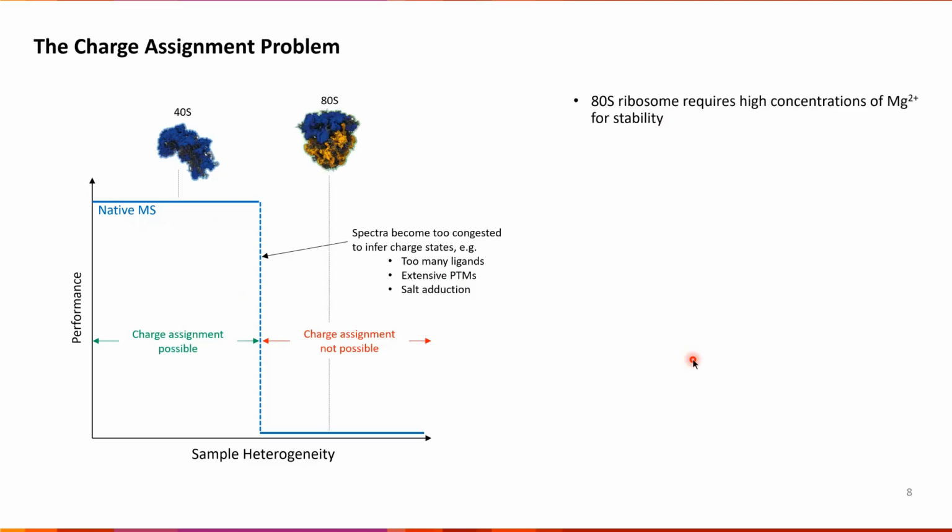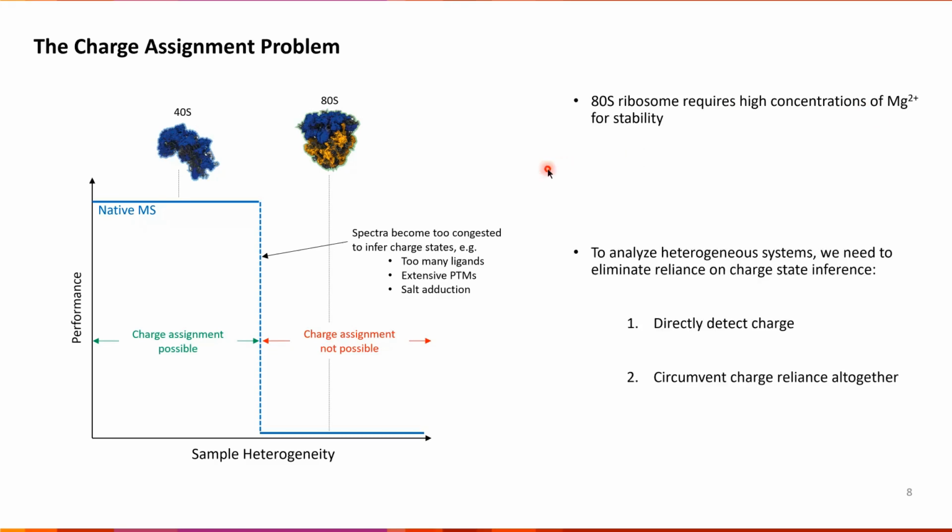So actually, the 80S particle falls sort of in this right half of the plot with respect to heterogeneity. And that's because the 80S ribosome typically requires pretty high concentrations of divalent magnesium in order to form a stable particle. And this high concentration of magnesium has historically prevented mass spectrometrists from measuring its mass. So if we wanted to measure the mass of something like the 80S particle, we need to change our experimental approach somehow.